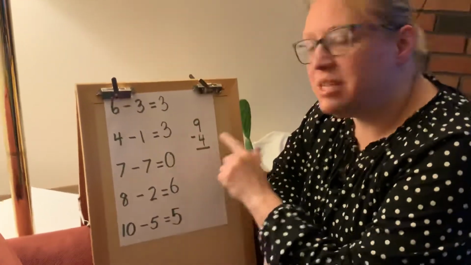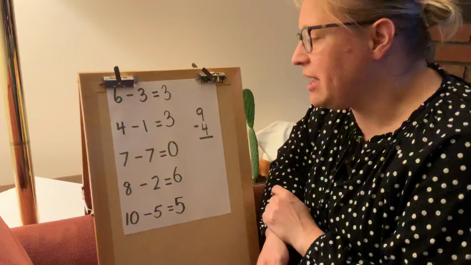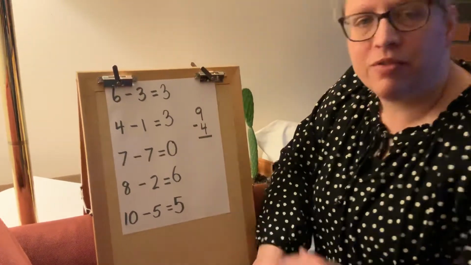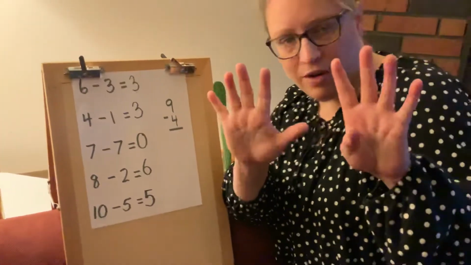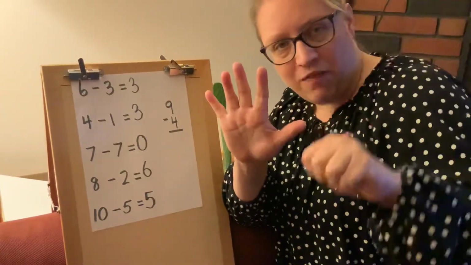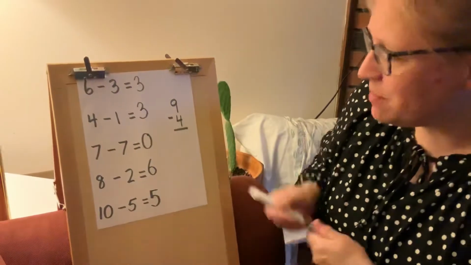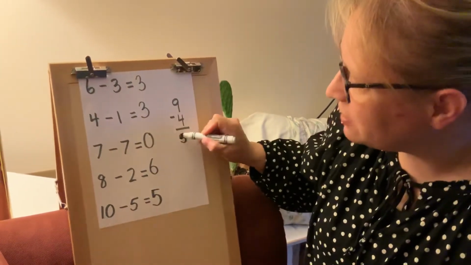We'll do an up and down one, friends. It's the same thing. This says 9 minus 4 equals. So let's figure it out with our fingers. Here we go. 9 fingers. Take away 4. You get 5 again. 9 minus 4 equals 5.